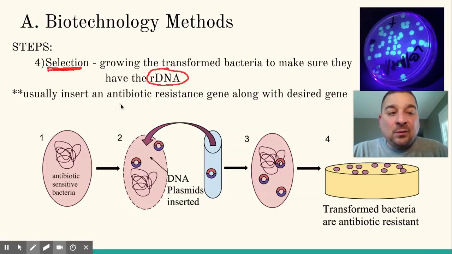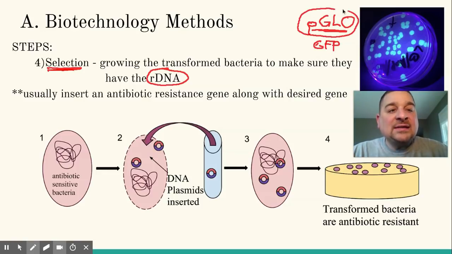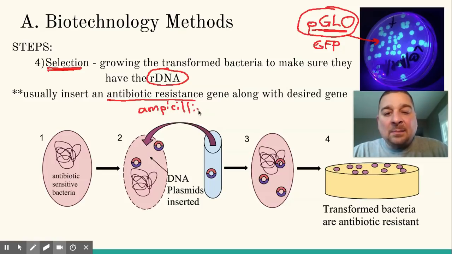A lot of times when we do this in lab, in BioAP, we transform bacteria with a gene for a green fluorescing protein, GFP, and it's on a pGLO plasmid. And when we shine it under UV light, it shines this bright green color. Pretty cool. Along with that, on that plasmid, we also put an antibiotic resistance gene. In our case, we use it for ampicillin.